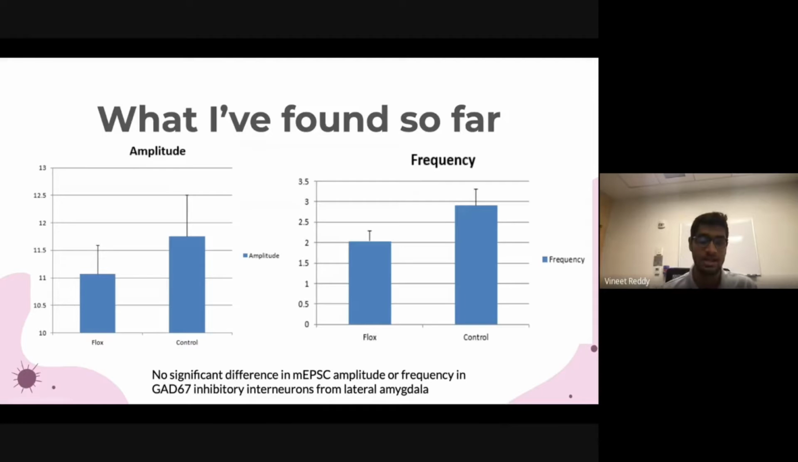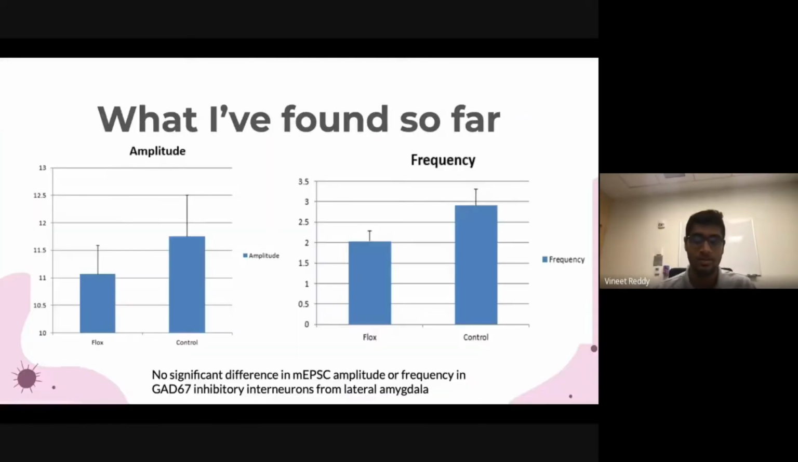But as you can see, the cells in the Flox animals fired at a lower rate, so at a lower frequency, and had a lower amplitude of firing, but it wasn't statistically significant. But as you can see, there's a general trend. And so that kind of clued us in to what the next part of our project is.